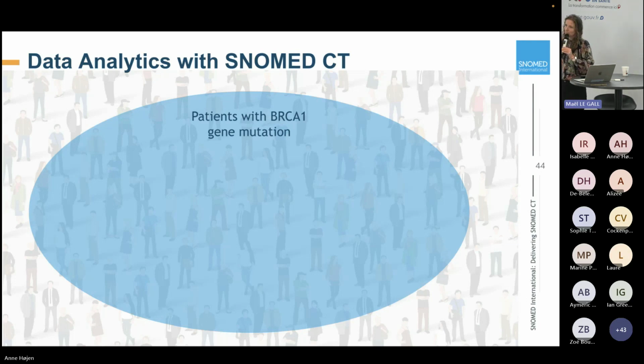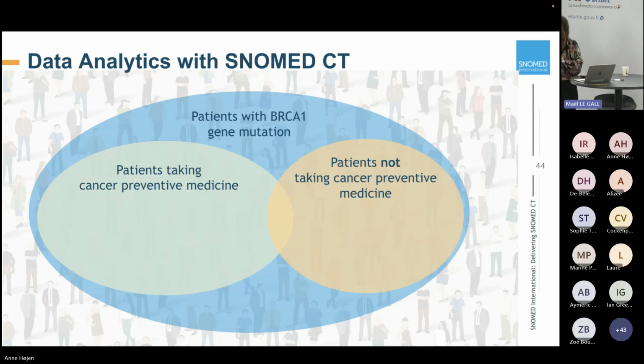The result of that test, a positive finding of a gene mutation, can be coded with SNOMED CT. So we can use SNOMED to say, give me all of those patients that have a gene mutation positive result. We can also use SNOMED to say who in this population are taking cancer preventative medicine and who don't, so that we divide this risk group into two. Then we can look at who within this group gets breast cancer after having started to take this cancer preventative medicine.